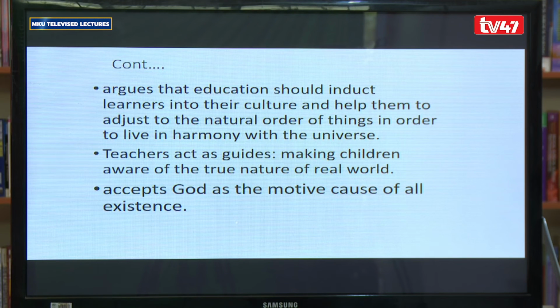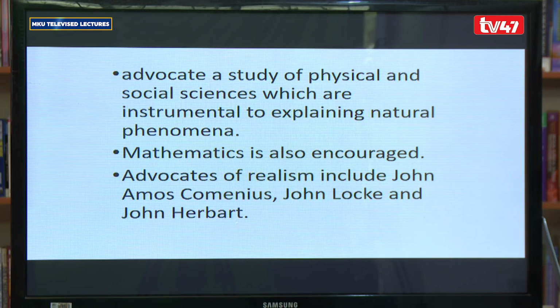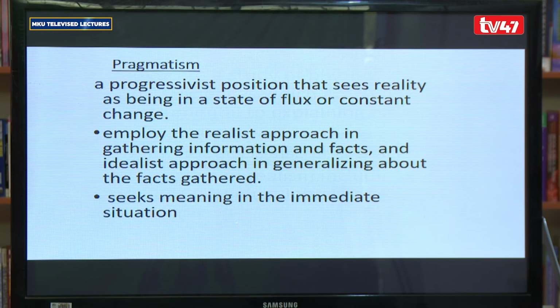And according to them, teachers act as guides, making children aware of the true nature of the real world. They accept God as the motive cause of all existence. They also advocate for the study of the physical and social sciences, which are instrumental to explaining natural phenomena. Mathematics is also encouraged, and they advocate for the real world. Basically, they are scientists. And one of their advocates is Amos Comenius, John Locke, and we also have John Herbert.